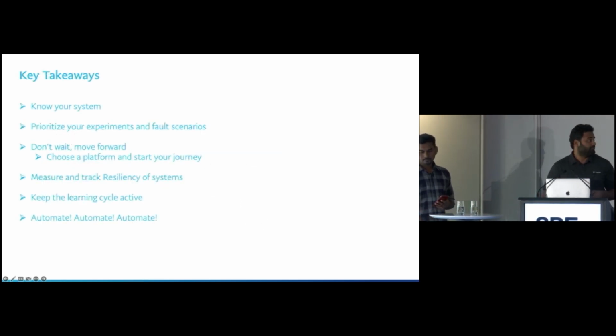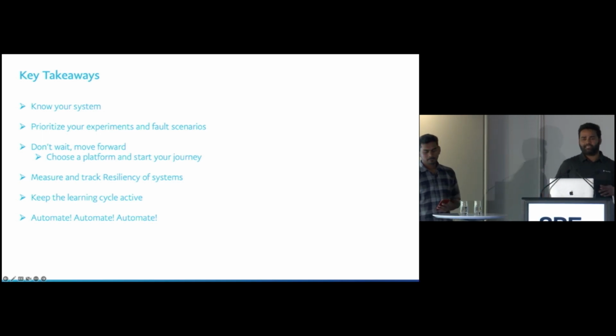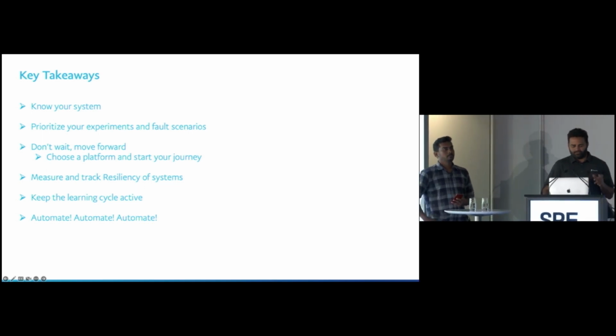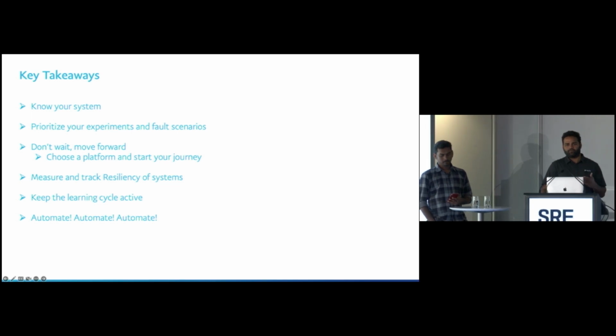Coming back to the key takeaways: first and foremost, before you even think of starting chaos, know your system very well, know its already known faults, and please fix them. The other thing is, you need to prioritize your experiments. If it is a batch service, then throughput makes more sense than latency. So you have to pick and choose the scenarios you want to perform chaos on first.